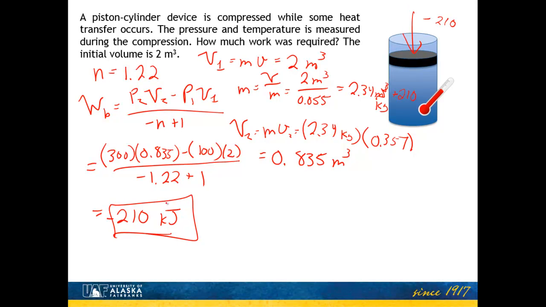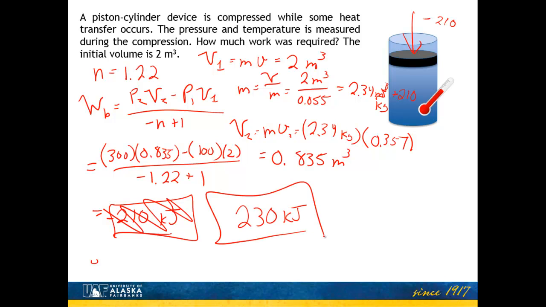Actually, I just went back and recalculated this and realized that's not 210. I'm getting about 230 kilojoules. So I must have made an error there the first time I typed it in my calculator. All the steps are the same, just the numeric value is a little different.